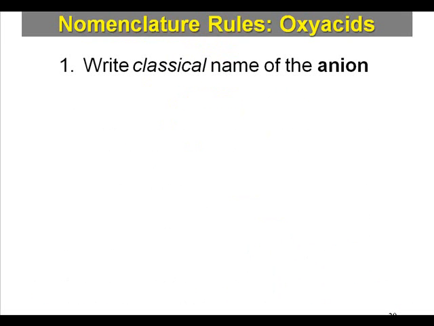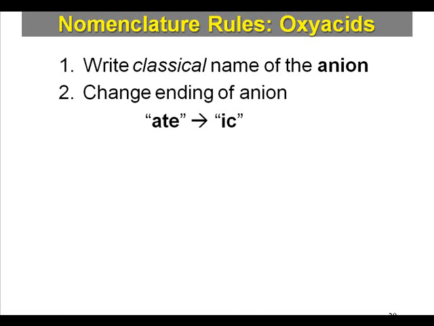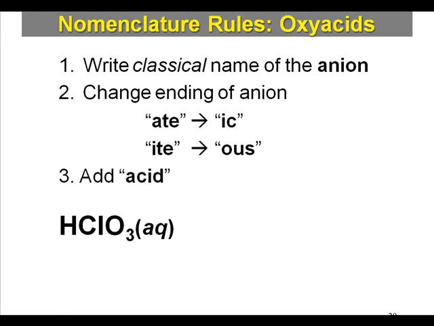How about the oxyacids? Well, you write the name of the anion, change the ending. If the anion is ate, it becomes ic. If it is ite, it becomes ous. And then you add acid to it. So HClO3, and again, what I'd like to emphasize, when you see a written formula, if it starts with an H, it immediately tells you I'm dealing with an acid. So that is your flag to know what you're working with.